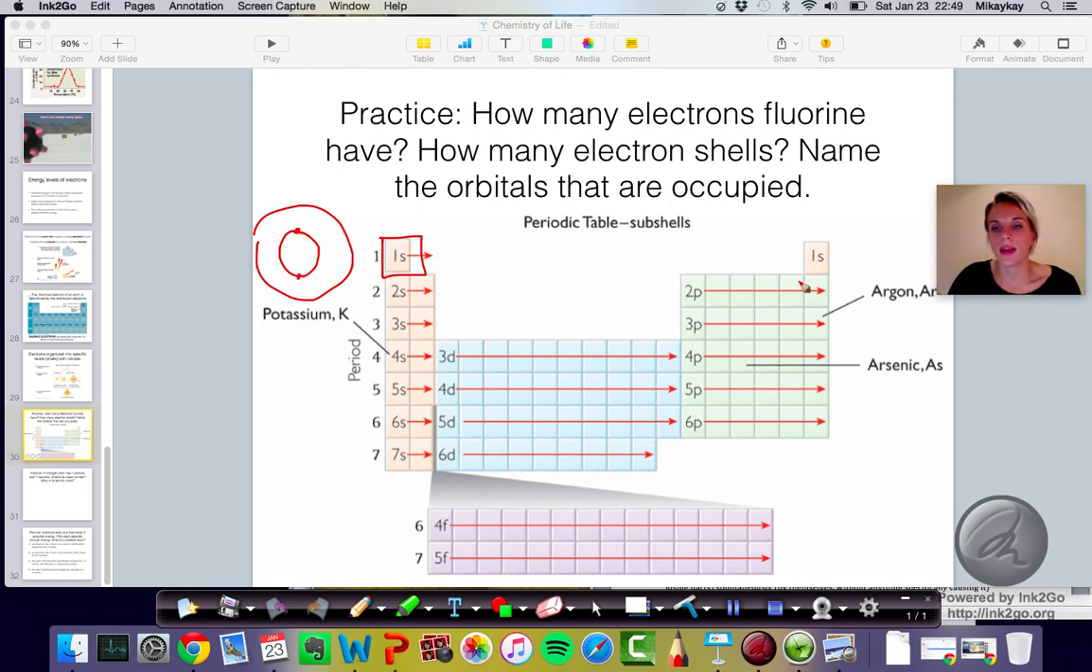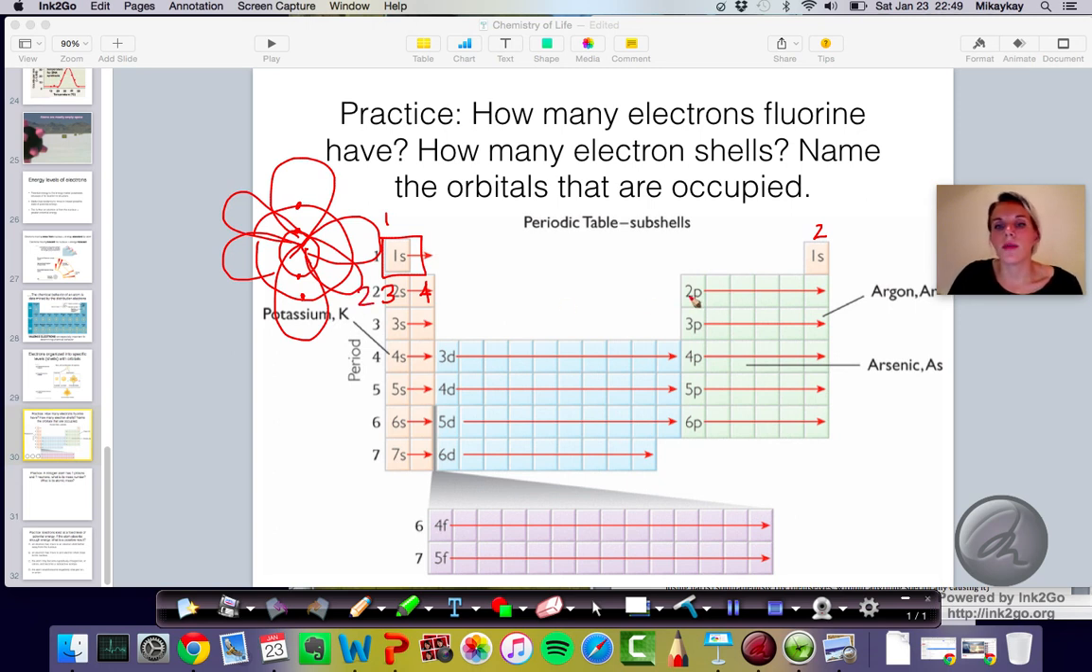And once that one fills in, so you have your first electron, then you have your second electron, it goes to a 2s orbital, right? So then you have your third electron, you have your fourth electron. Once that is filled in, that's when you go to a p orbital. And we call that the 2p, not the 1p, because it's in the second row of the periodic table, right?